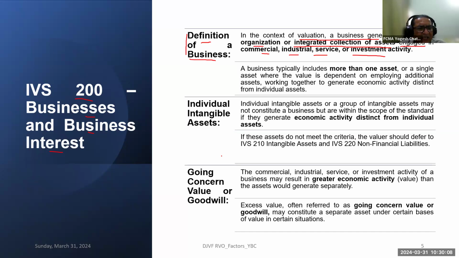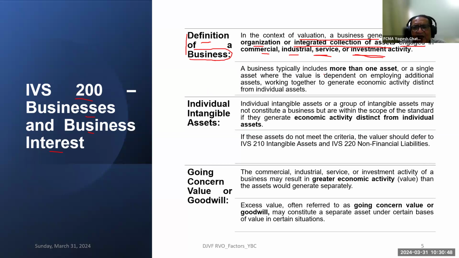We have commercial activity: any company doing business for profit will be regarded as a commercial entity. Industrial: any company engaged in manufacturing will be regarded as an industrial company. Then service organizations, IT companies and so on, and then we have investment activity. Investment companies, we all know there are a host of them, will be covered under the definition of business.